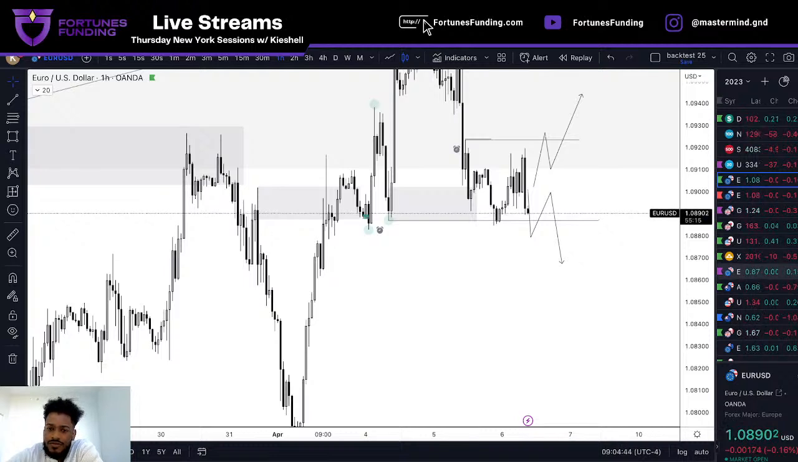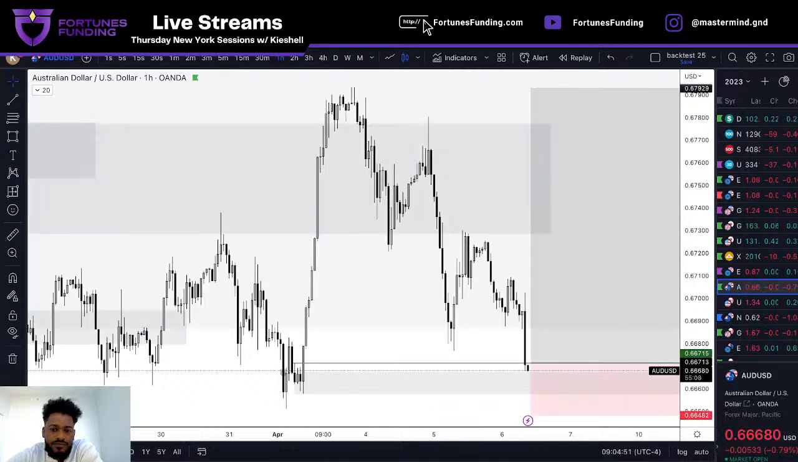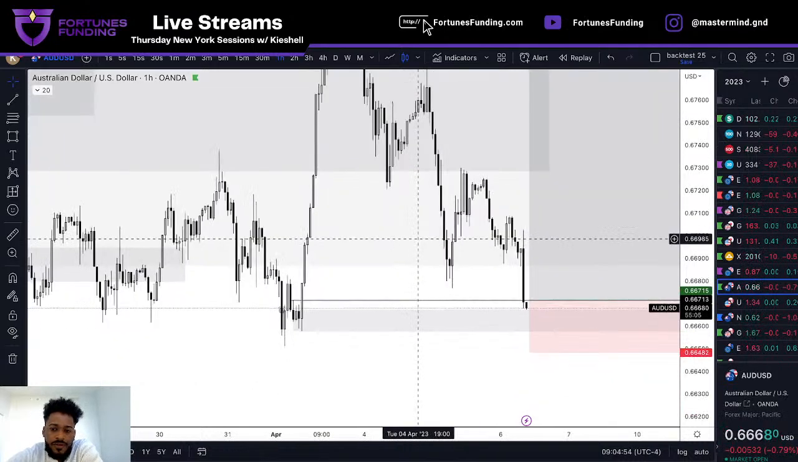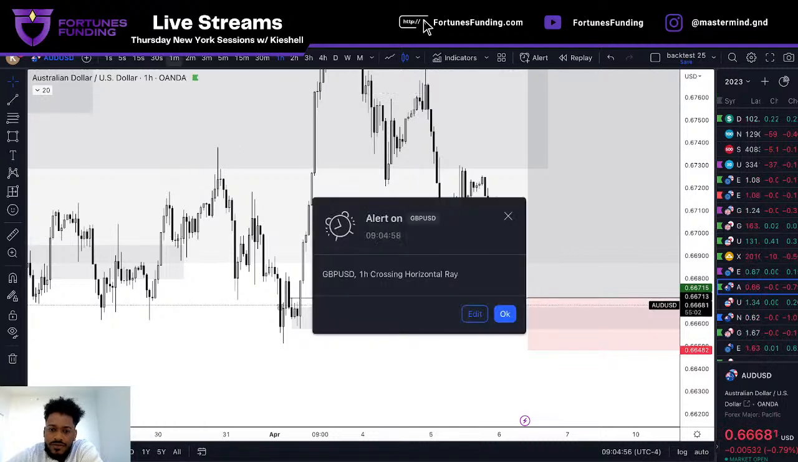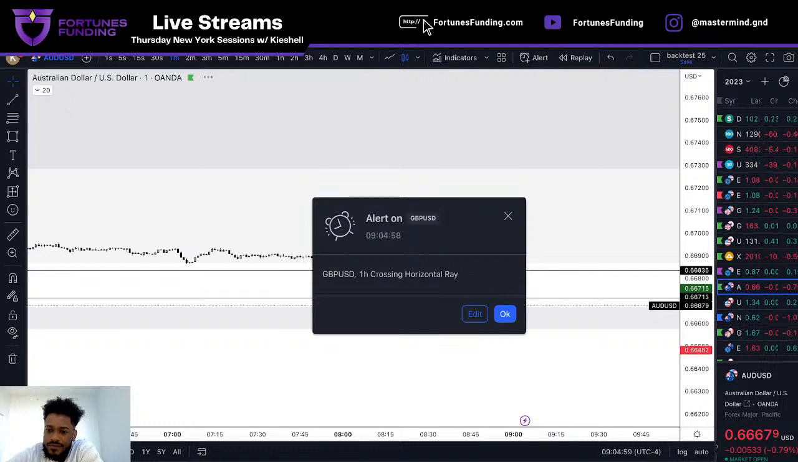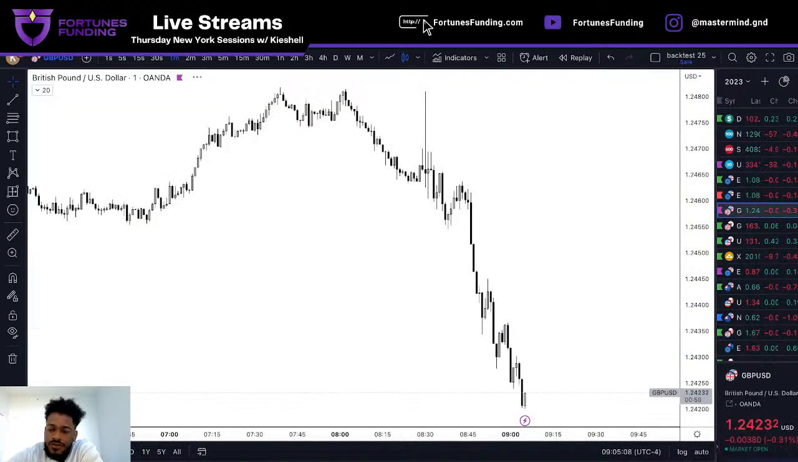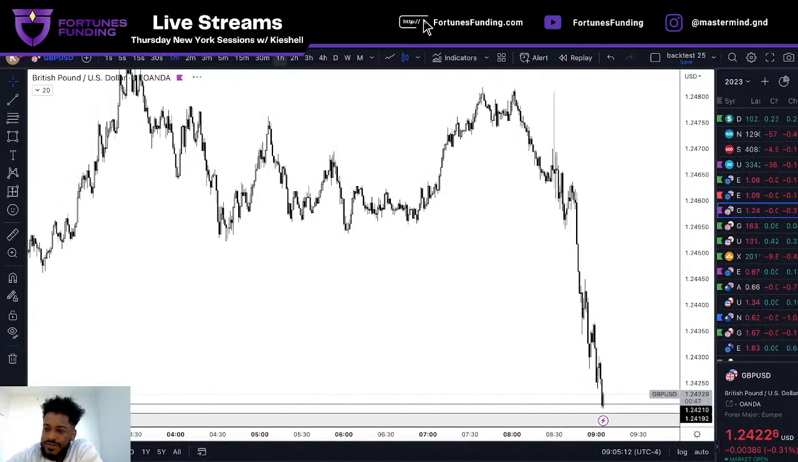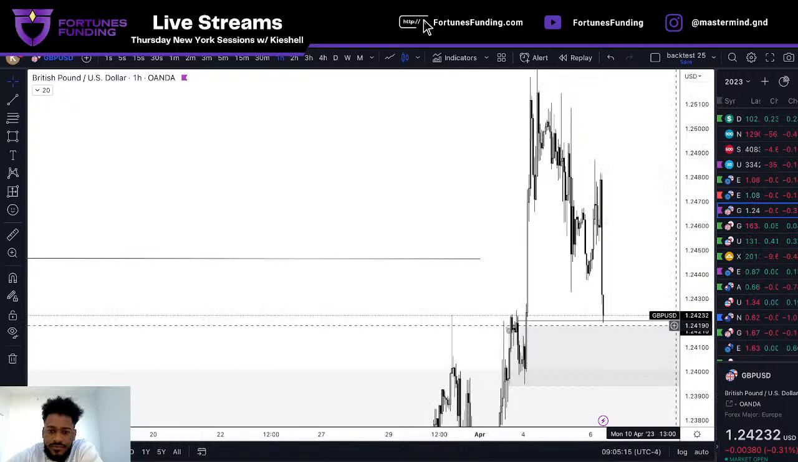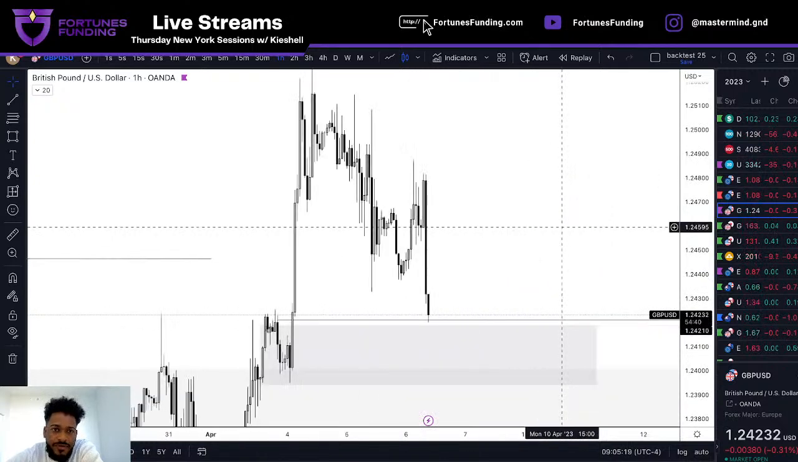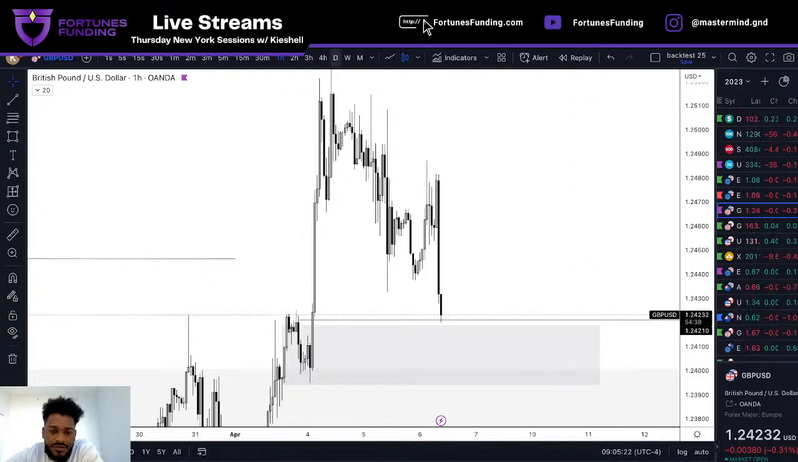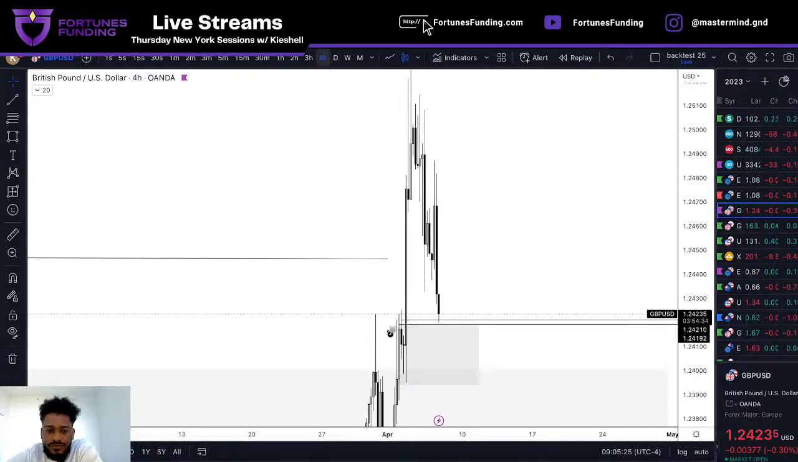USD, in this area. Okay, let's see. I don't know what went off on GBP USD. Yeah, your AUD USD is where I would like to see confirmation on the lower time frame, right? GBP USD, we're coming into this 4 hour zone, which has some potential.